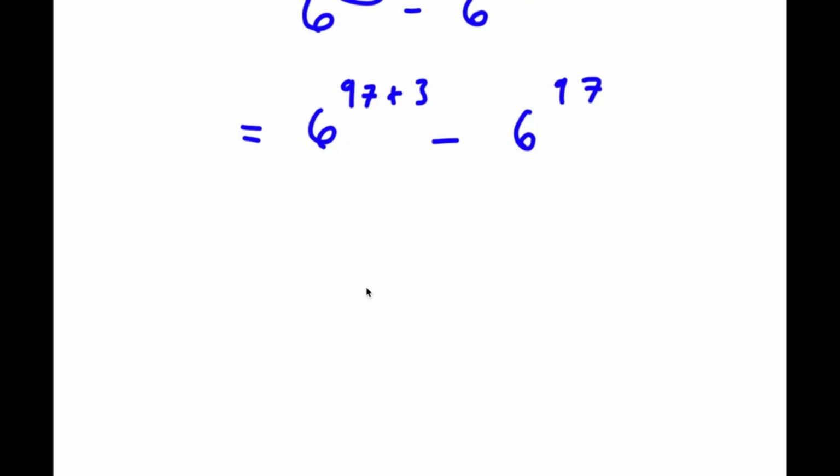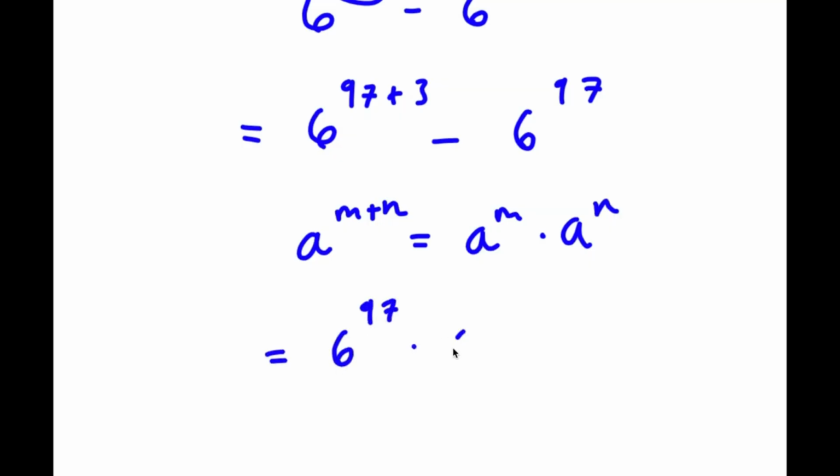Now, if I have something in the form a to the power of m plus n, this is equal to a to the power of m times a to the power of n. So in this case, 6 to the power of 97 plus 3, I can rewrite as 6 to the power of 97 times 6 to the power of 3. Now I have this minus 6 to the power of 97.